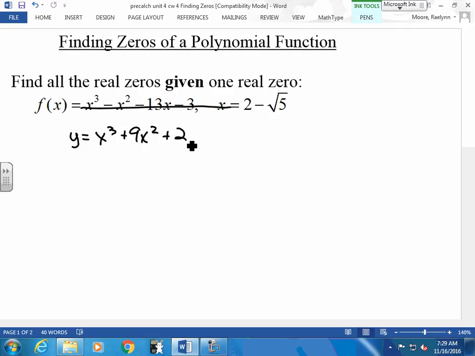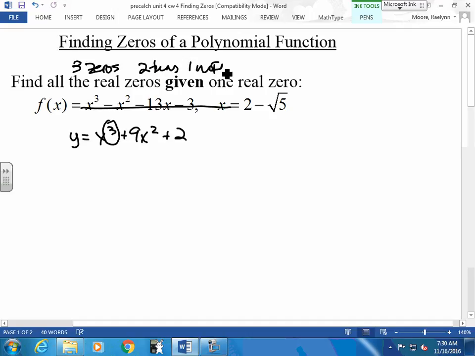This will have how many zeros? 3 zeros. 3 real roots for this guy. 2 turns. Good. 1 inflection point.